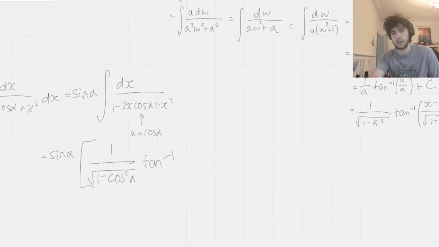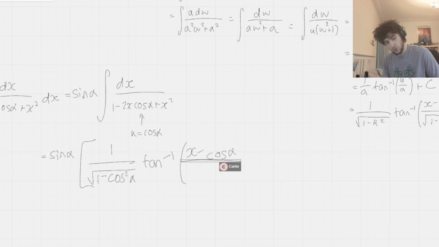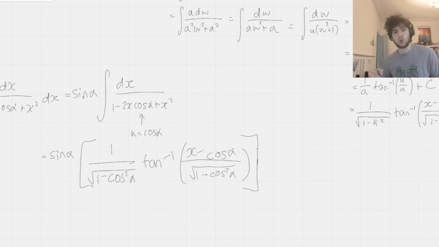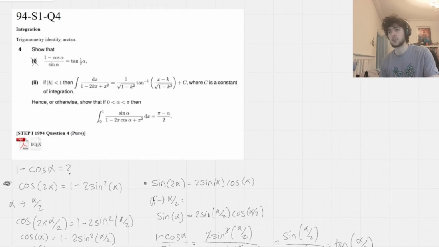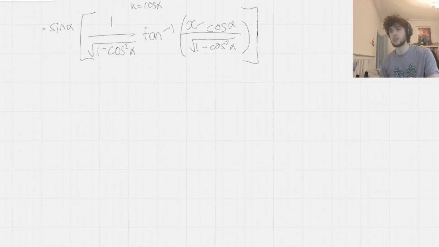I should actually be zooming out here, my bad. Multiplied by arctan of x minus, oh sorry, cosine alpha is our k here, isn't it? So x minus cosine alpha over the square root of 1 minus cos squared alpha. Now it should be known that cosine squared alpha plus sine squared alpha is equal to 1. So 1 minus cosine squared alpha is equal to sine squared alpha. Square rooted, technically that's the mod of sine alpha, but alpha is between 0 and pi, so sine is positive there anyway, so no need for mods.